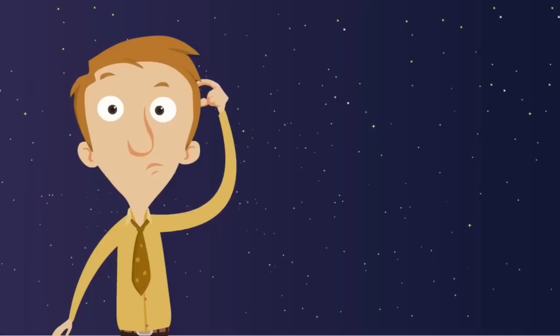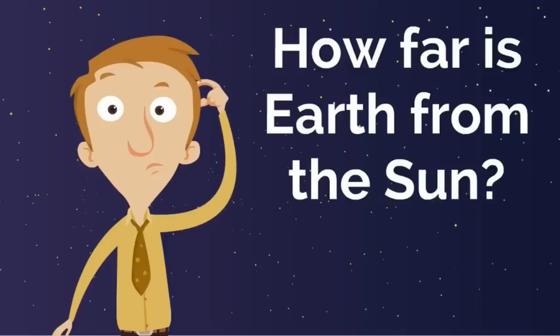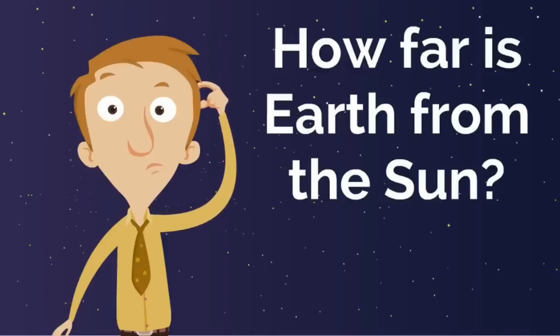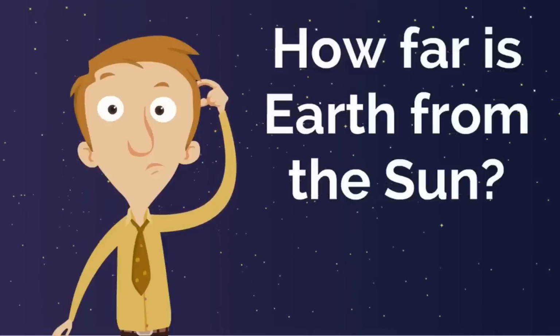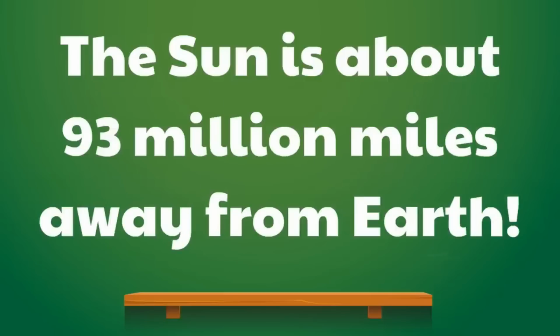Here's an interesting question. How far is Earth from the sun? How far is our planet from this huge star in the center of our solar system? Well, it's pretty far away. The sun is about 93 million miles away from Earth. That's right, about 93 million miles away from our planet, Earth. And it's a good thing.